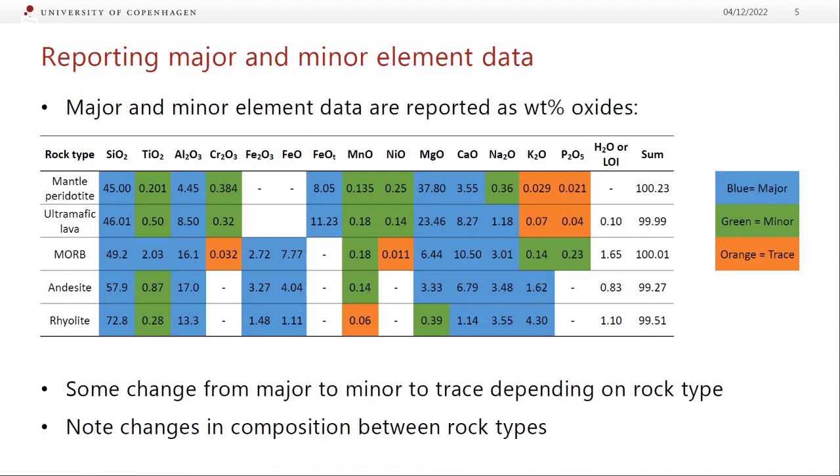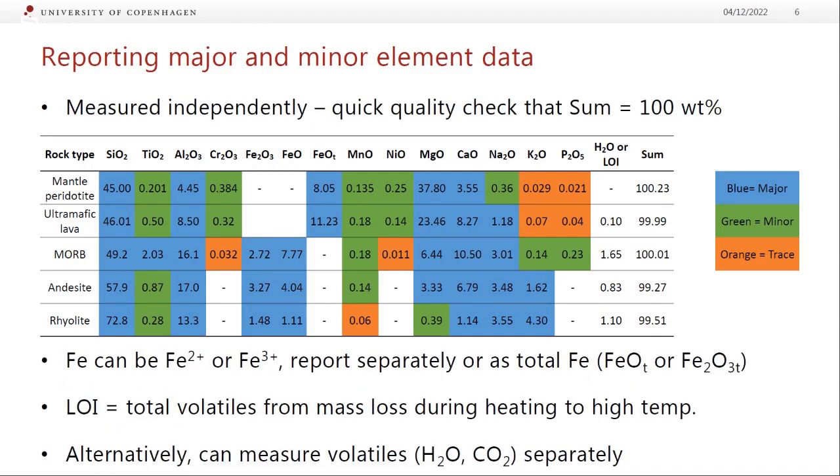And I think, yeah, this was in the... LOI meaning loss of... Loss on ignition. On ignition. Yeah. But you can just think of it as total volatiles.